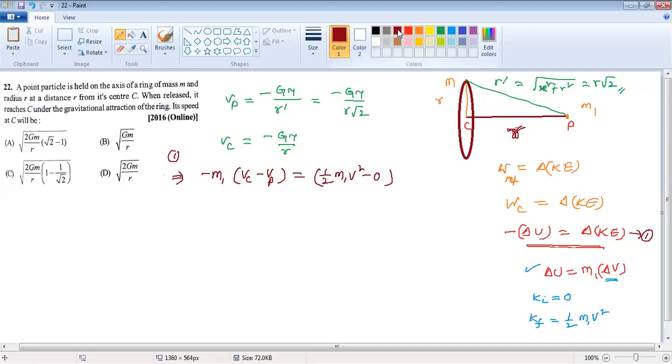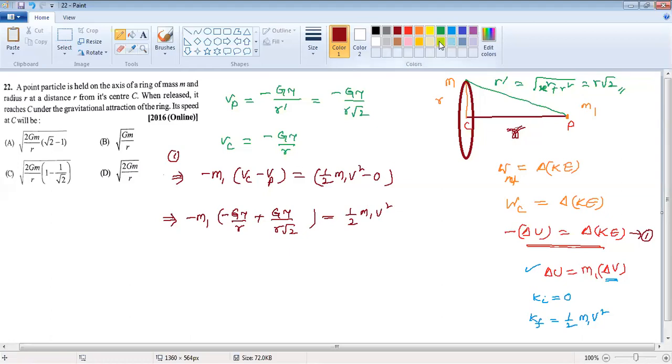Initial kinetic energy is 0. So now we move to that: minus m1 vc. Potential at the center is minus GM by r, minus GM by r. Minus of minus becomes plus. Potential at P is GM by r into root 2, equals to half m1 v square.